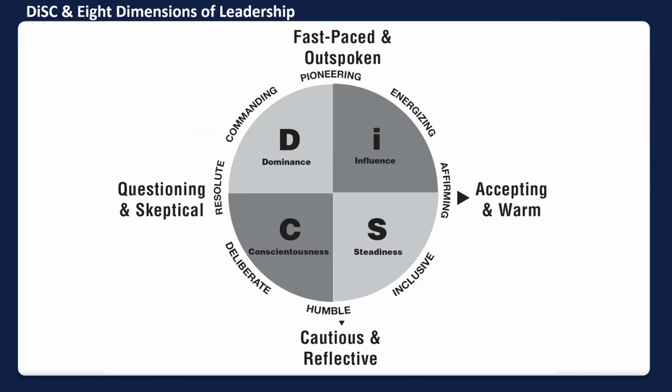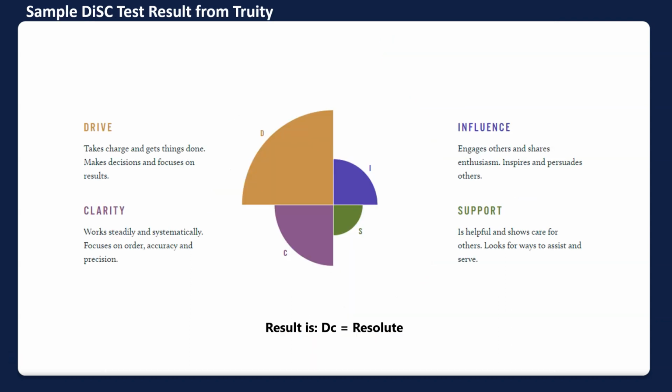Now, there's a book called The 8 Dimensions of Leadership that uses the 4 dimensions of DiSC to map to 8 different dimensions of leadership. And you can see the 8 different dimensions that map. And what we're going to have you do is take a free test on the website Truity, so you can get your DiSC profile.